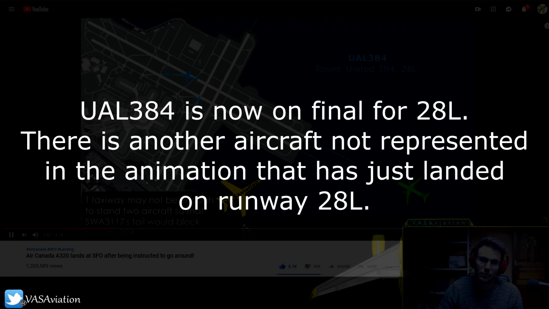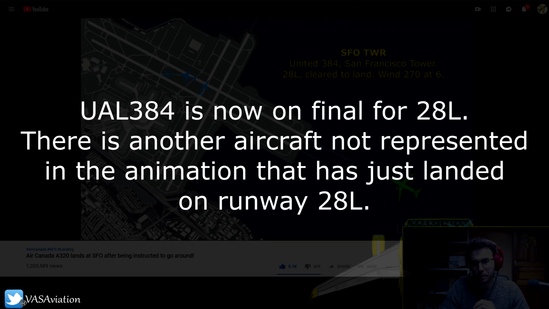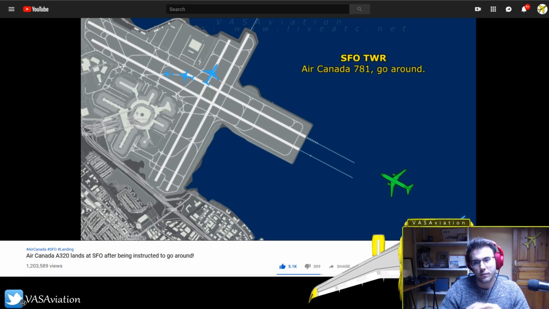Sorry, 384, 28 left. 384, San Francisco Tower, 28 left, clear to land, wind 2706. 28 left, clear to land, 384. Air Canada 781, go around.